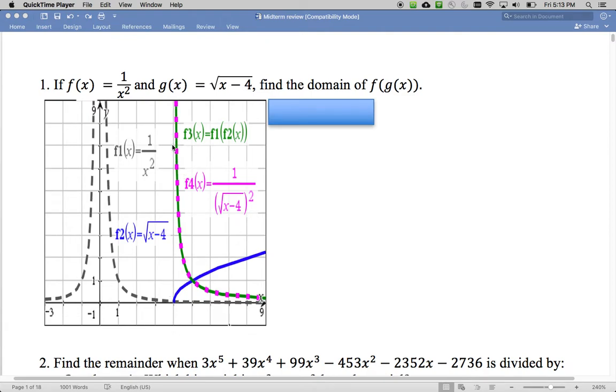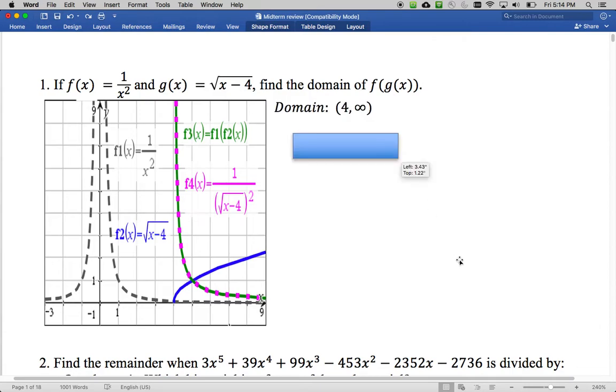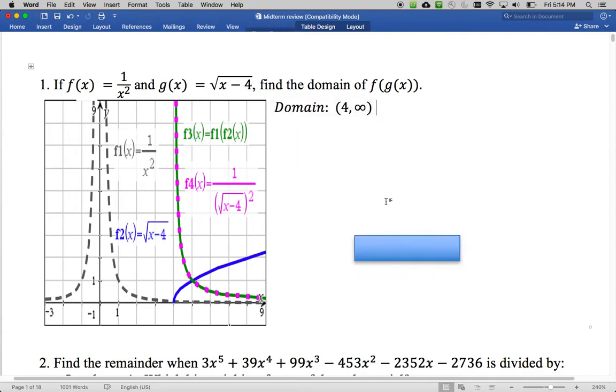As you can see here, it looks like you have an asymptote at x equals, let's see, 1, 2, 3, 4, x equals 4. And so your domain would be from 4, and notice I use a parenthesis and not a bracket because if we have an asymptote there, then we cannot actually land on 4. And then it goes all the way to infinity.